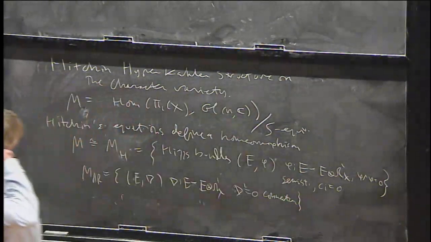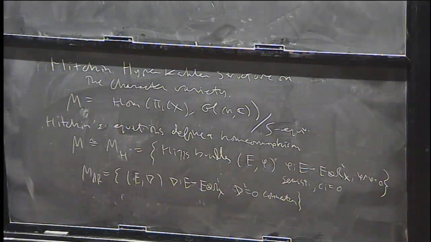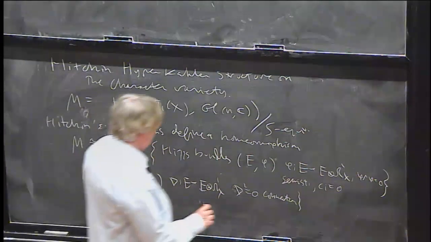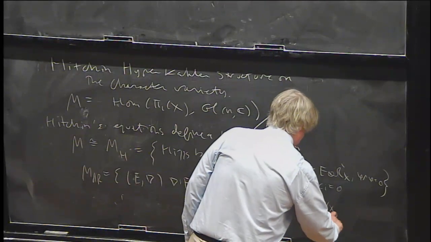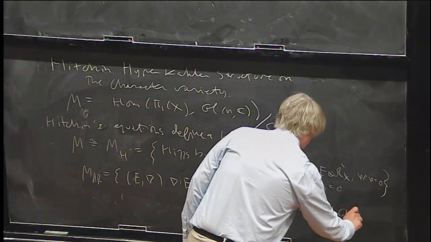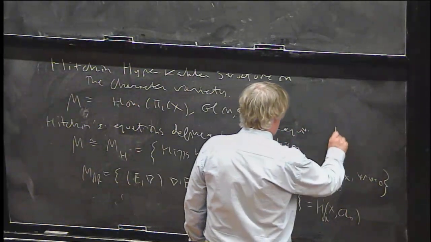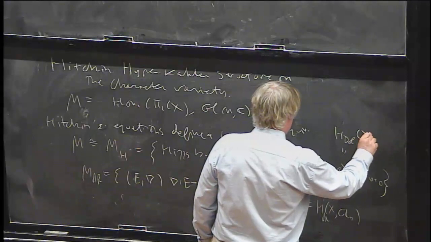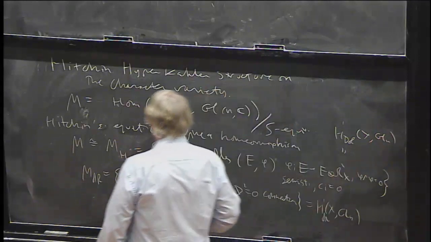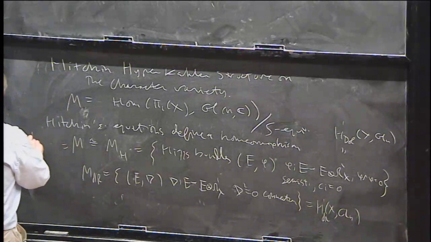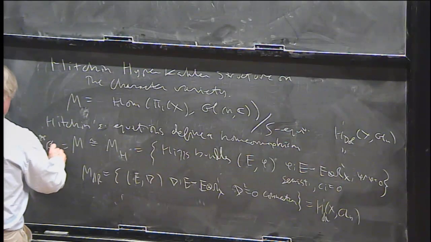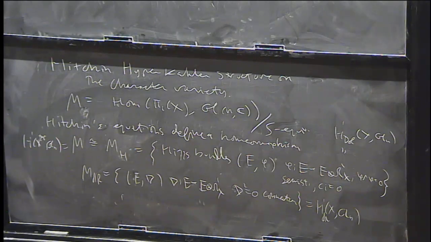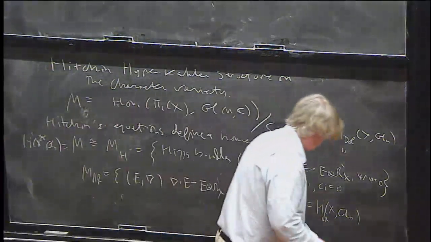Just a quick point is that this is some kind of H^1 of X, de Rham cohomology of X with coefficients in GL_N. This is some kind of Dolbeault cohomology. And this is some kind of topological cohomology, roughly speaking. So now we're talking about non-abelian cohomology, cohomology with coefficients in this non-abelian group.